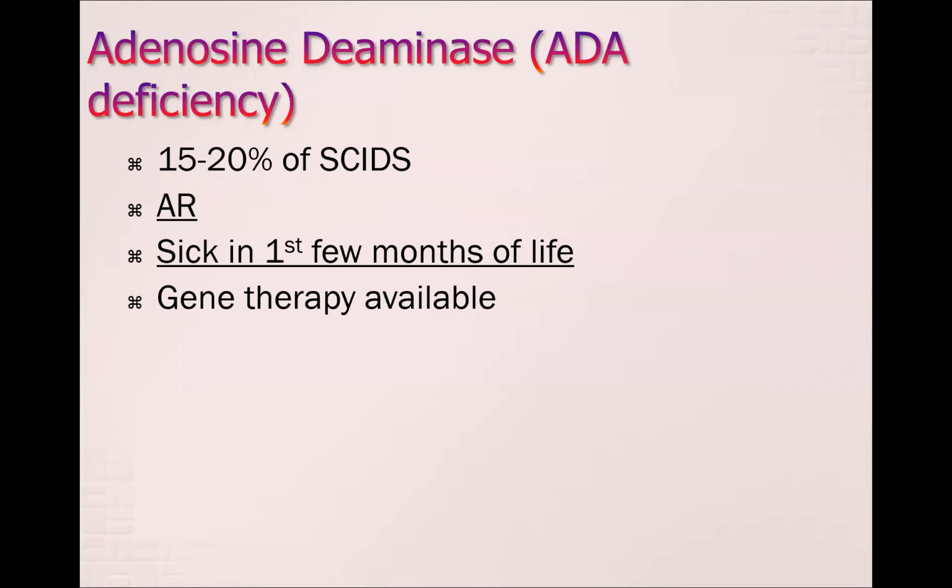ADA type SCID, or adenosine deaminase type SCID, is far less common, but it does have a genetic treatment, an enzyme treatment that can be helpful. So we actually give patients with ADA type SCID PEG-ADA, which is polyethylene glycol type ADA. So we give them enzyme replacement, and they can have return of function of some of their T lymphocytes, which is one of the few helpful or I guess landmark cases of gene therapy, which has been great for patients with severe combined immunodeficiency. It's inherited in an autosomal recessive form. And again, these patients are sick within the first few months of life.